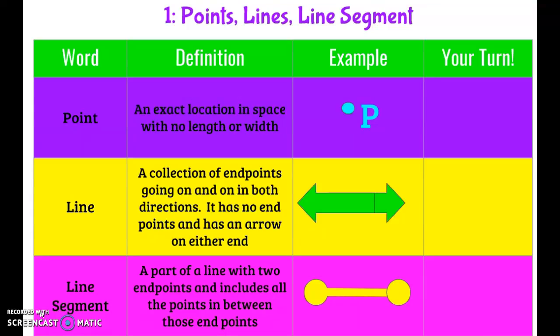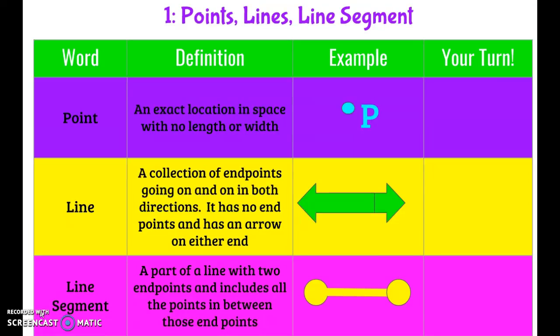In this lesson, you're going to learn about points, lines, line segments, rays, and angles. Our first vocabulary word is what our world is completely made up of, which is a point, an exact location in space that has no length or width.